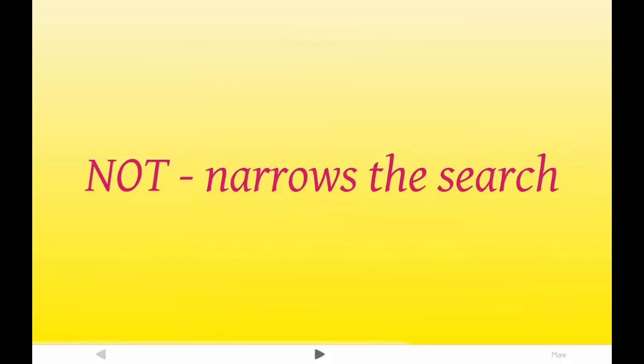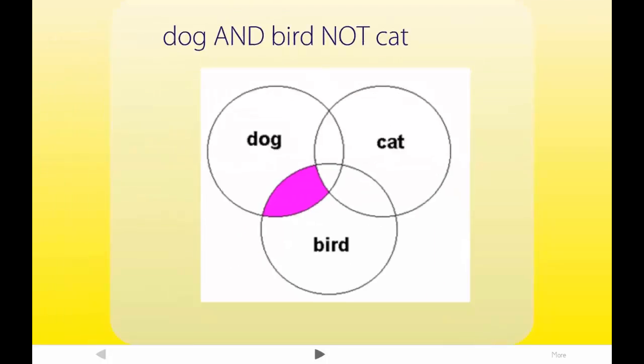This is going to focus you down. Again, a command. Sometimes you may run into something that says, instead of just saying not, they'll say and not. So dog and not cat, for example. But not is going to narrow your search down, and here's how it looks. Dog and bird, not cat.